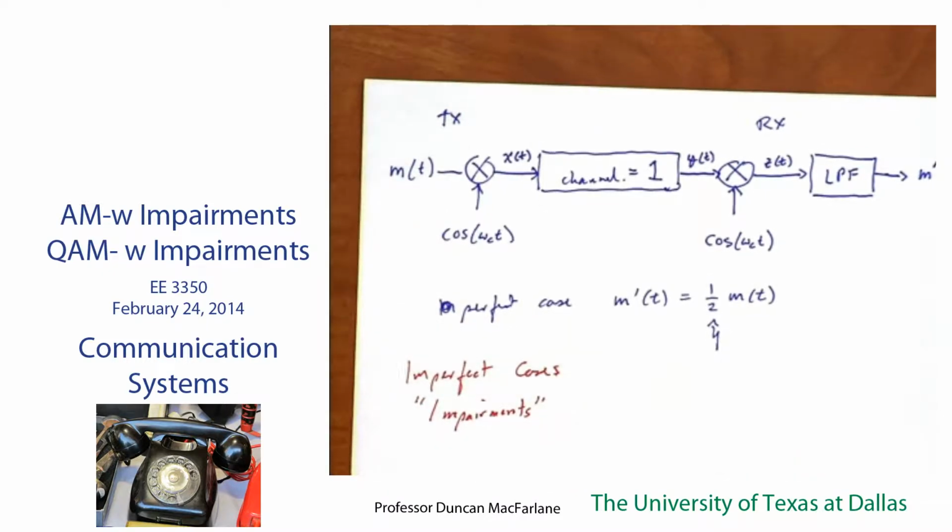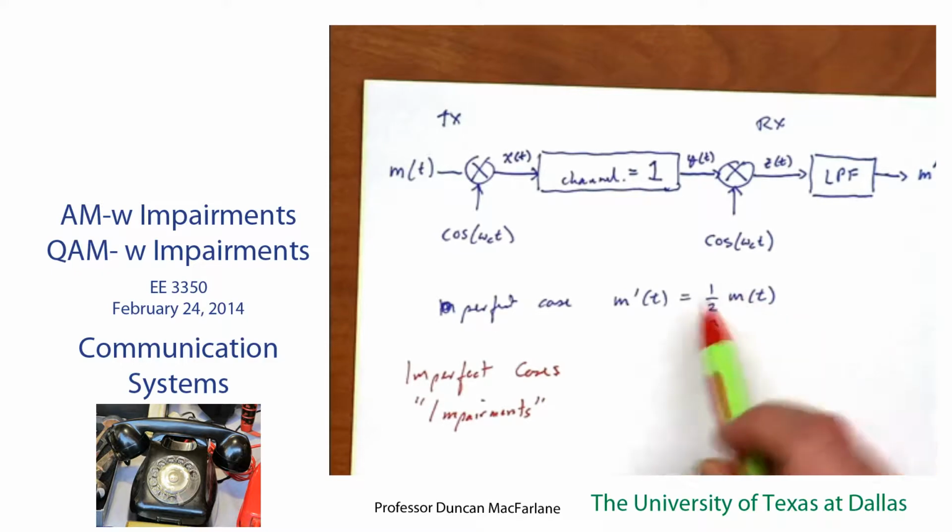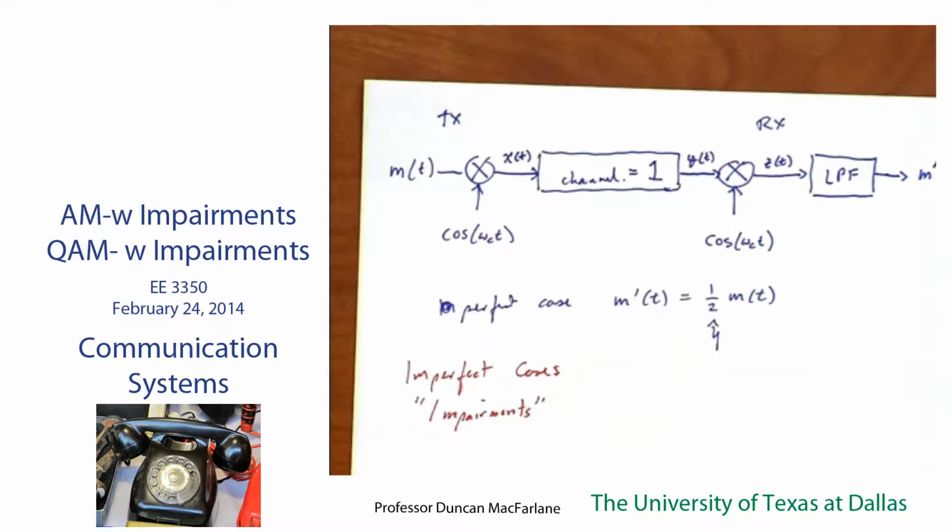Generally, anything that can go wrong with my channel, anything that can go wrong with my communication system, will be some sort of impairment. The bigger the impairment, the worse this relationship is going to be between m prime and m. We'll see. Things can get markedly bad.